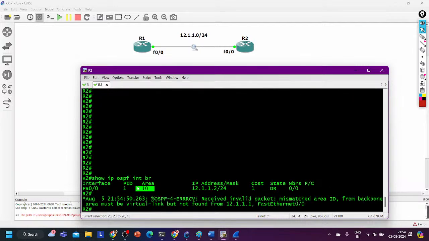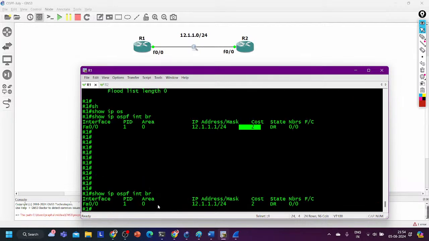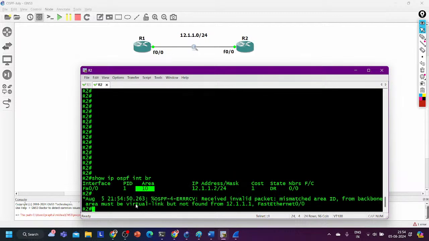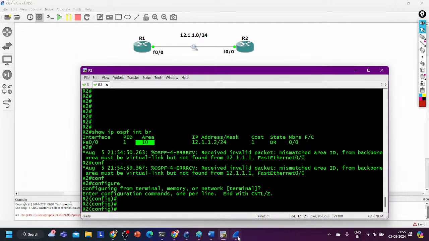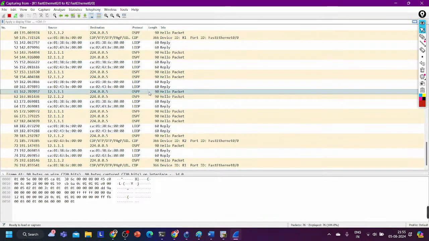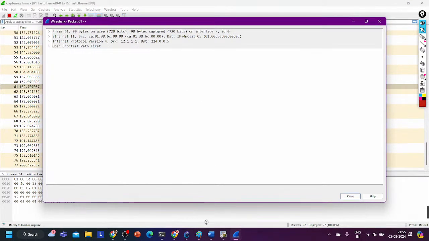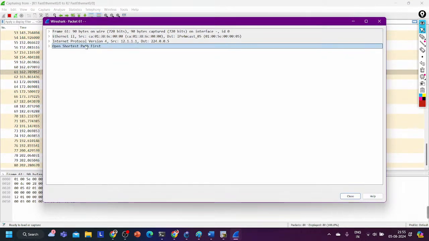See, here the area is 10 and on router number 1 the area is 0. So the area should be the same. On router number 2 I am going to correct the area and see the hello message. If you want to see the hello messages, both routers are sending hello messages. You can open any hello message. At which layer is the router generating the hello message? At layer 3, because OSPF is a layer 3 protocol, and these are the information inside the hello message.